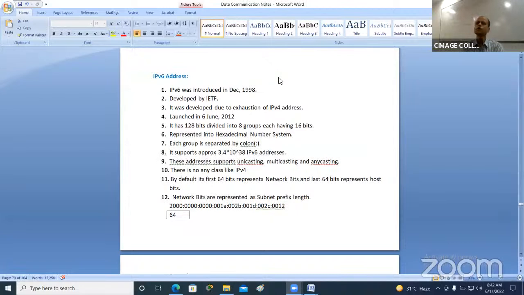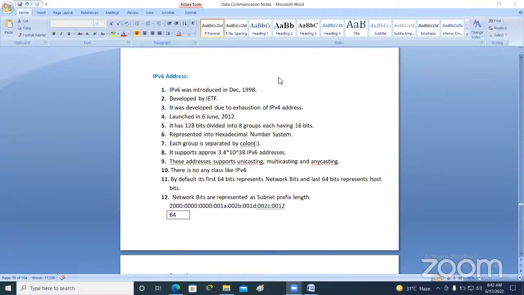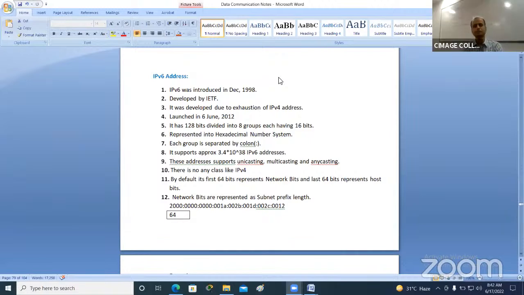Fine. See few points about IPv6. Sir, there are many differences. So, if there will be a question, just make two columns, and in those columns, point number 1, point number 2, point number 3, mention differences like this.